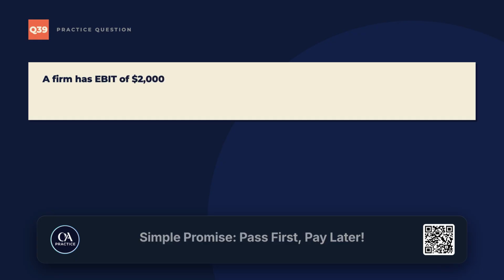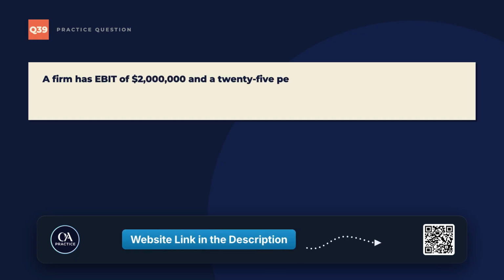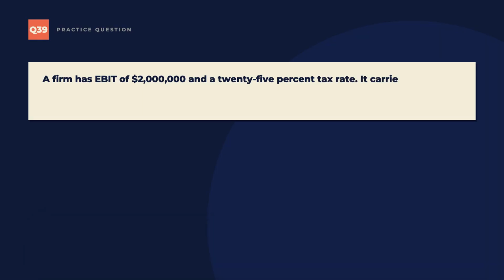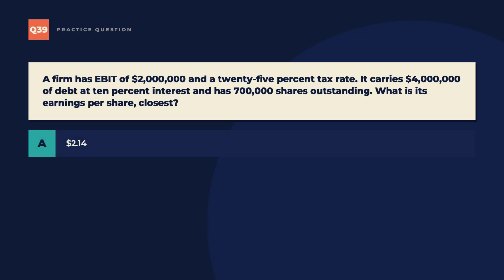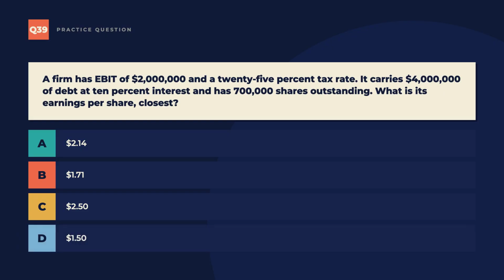Question 39. A firm has EBIT of $2,000 and a 25% tax rate. It carries $4,000 of debt at 10% interest and has 700,000 shares outstanding. What is its earnings per share? Closest? Your options are A. 2.40, B. 1.71, C. 2.50, D. 1.50. Don't overthink it. Which one feels right?